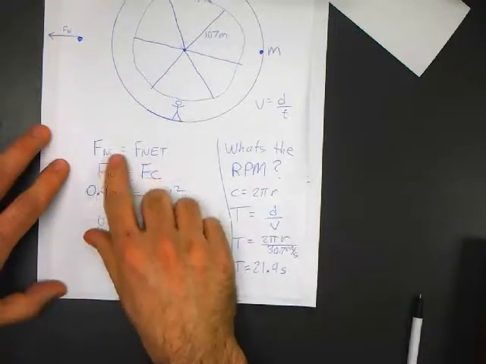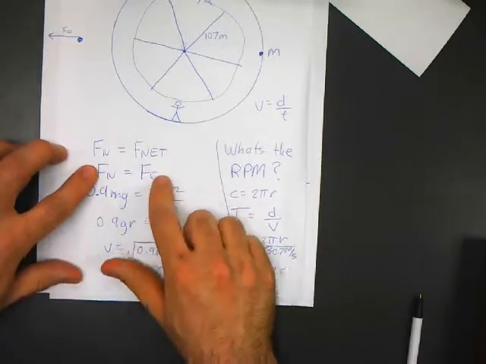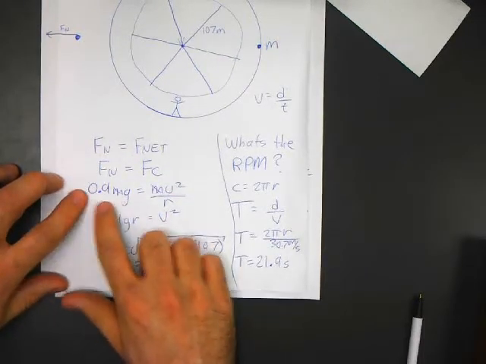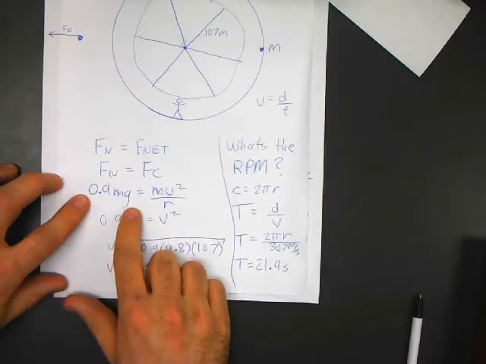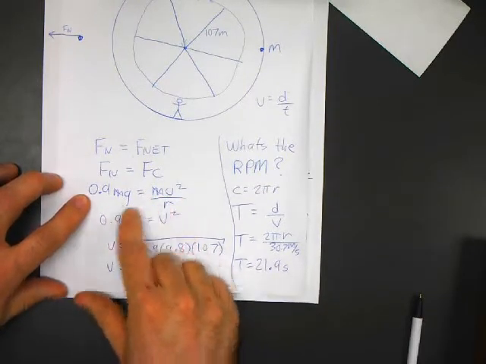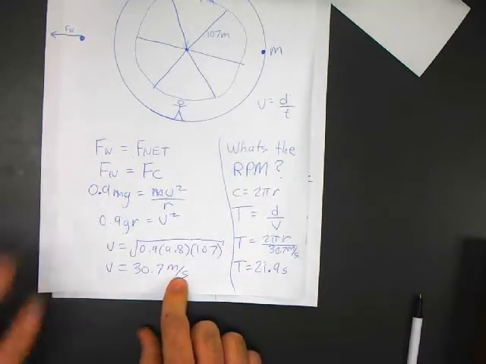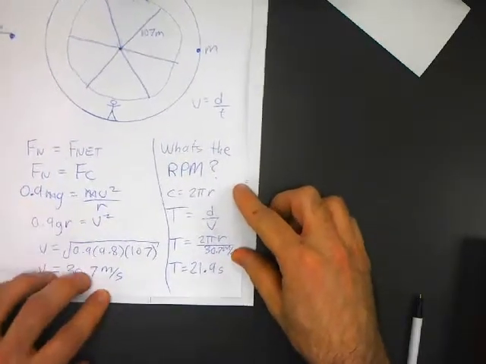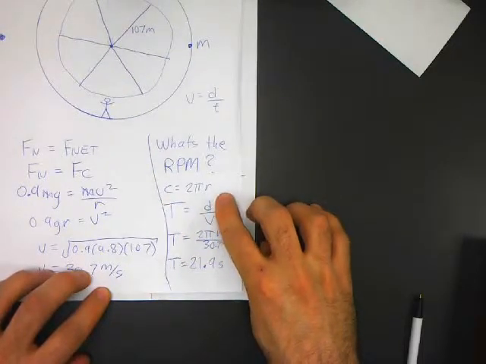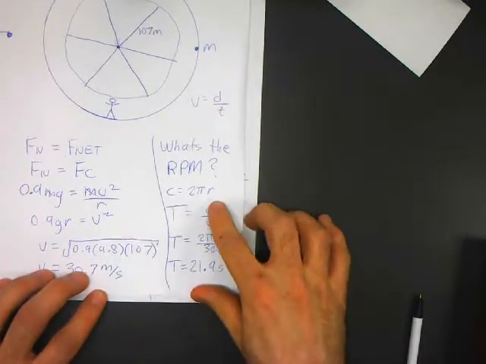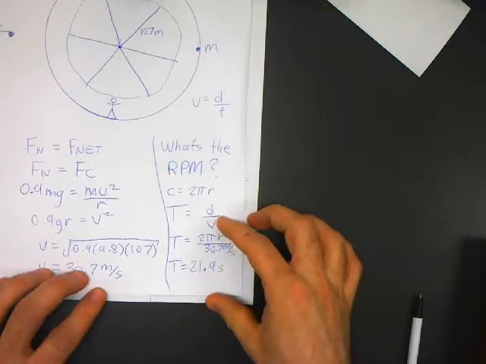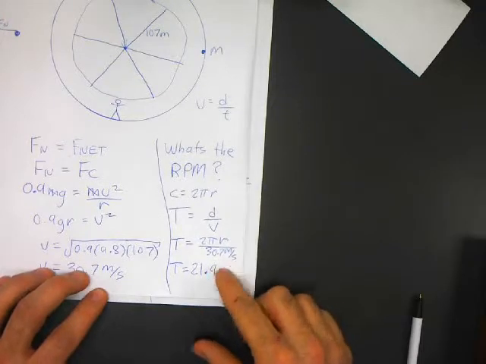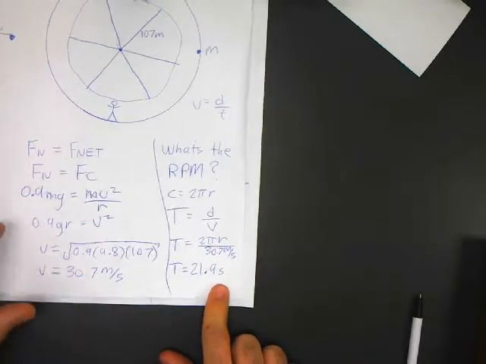So we got Fn is equal to our F net. Fn is then equal to the centripetal force. We want the normal force to be 90% the force of gravity, so 0.9 mg is equal to mv squared over r. You solve this, you get the minimum speed is 30.7 meters per second. Then we said, okay, well, what RPM would that be? So the circumference is 2 pi r. We know that the period is distance divided by speed. So the period is 2 pi r, which is the distance they cover, divided by the speed. We get the period's 21.9 seconds.